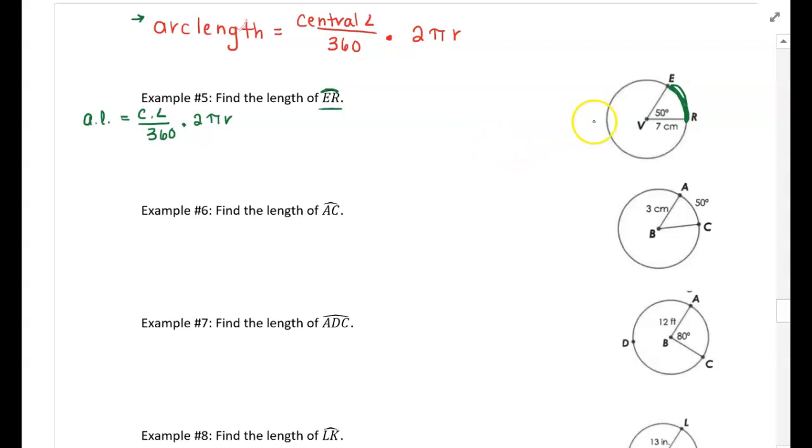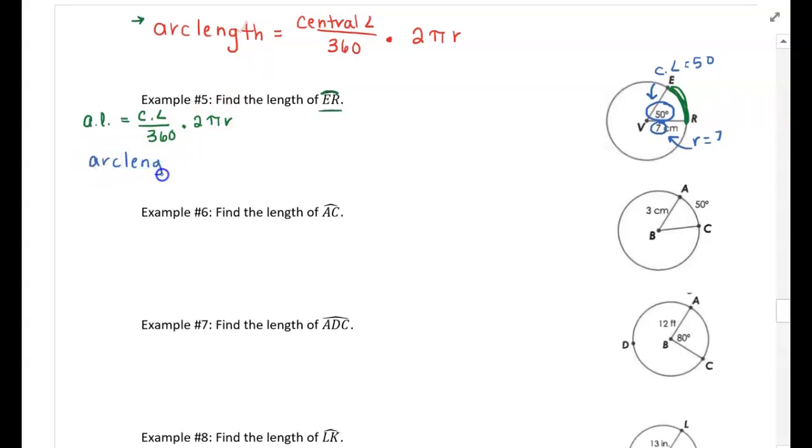Let's look at our diagram and see what we can find out. We know the central angle is 50, and we know our radius is 7. I'm going to plug those in where they go. So my arc length equals my central angle over 360. I said my central angle was 50, so it's 50 over 360 times 2 pi, and my radius is 7.